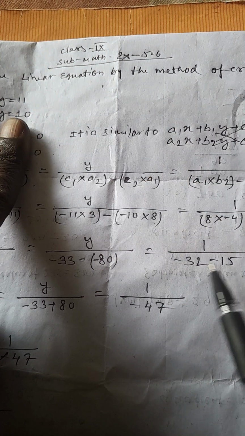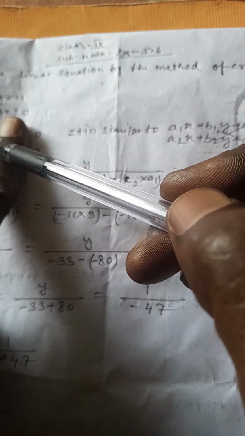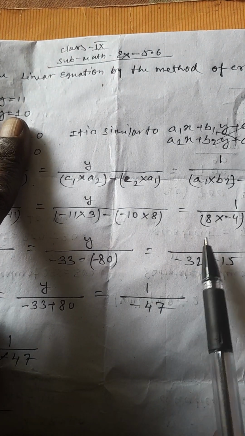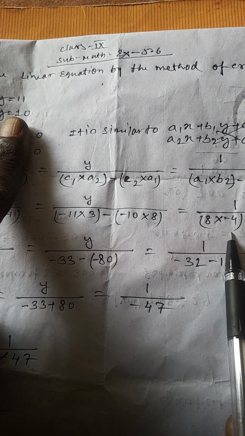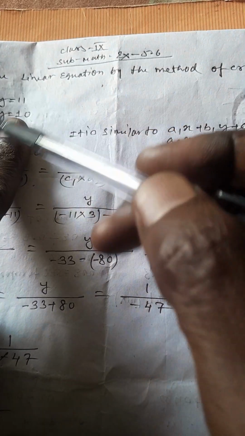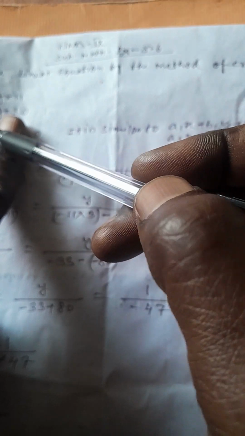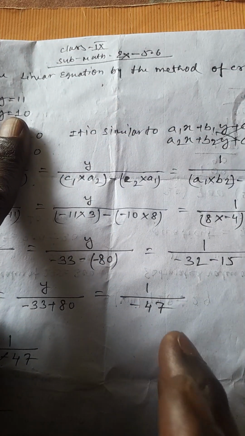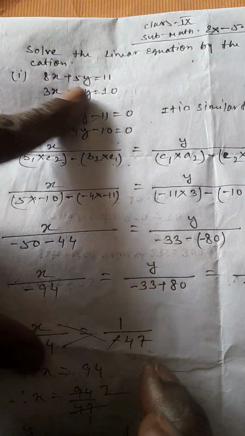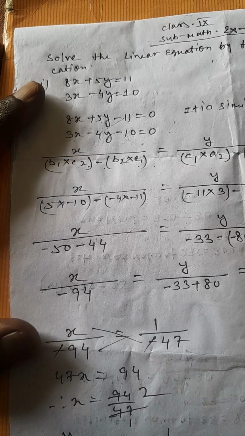So this will be, if you multiply a1 into b2, this is 8 into minus 4. So here we will write 8 into minus 4. Again put here the sign of minus, multiply this with this, means 3 into 5. So put here minus 3 into 5. Now solve the values. After putting the values, solve these things.